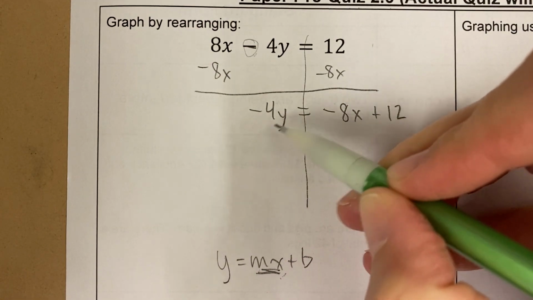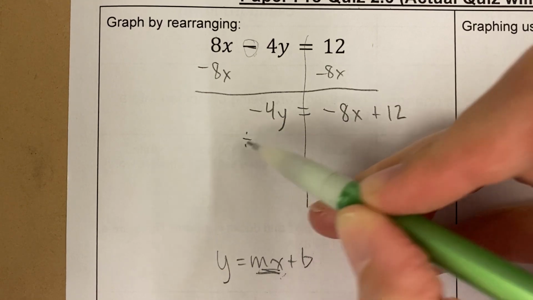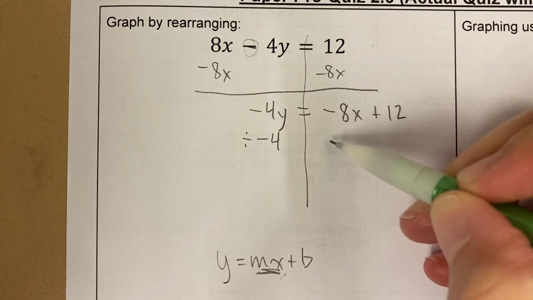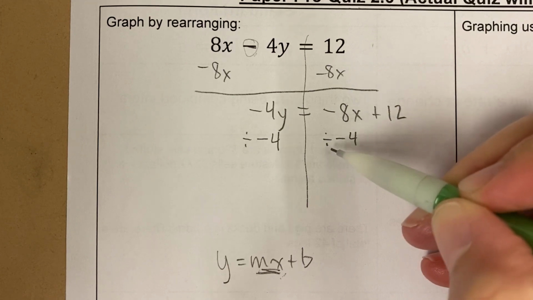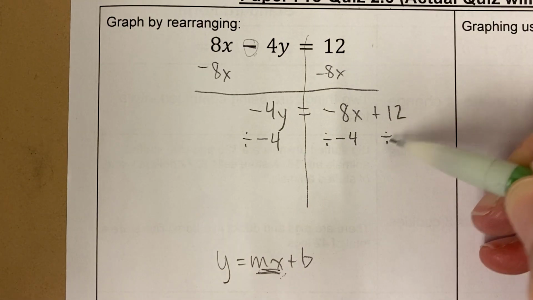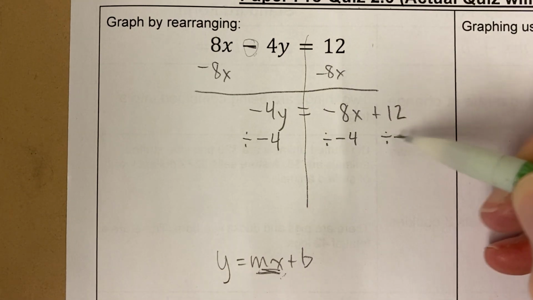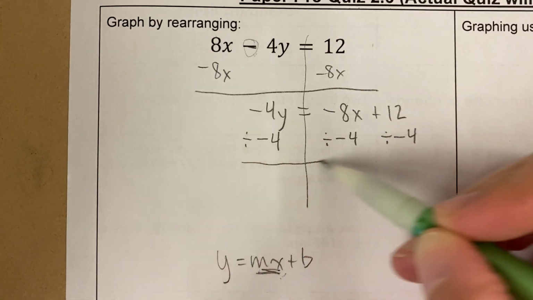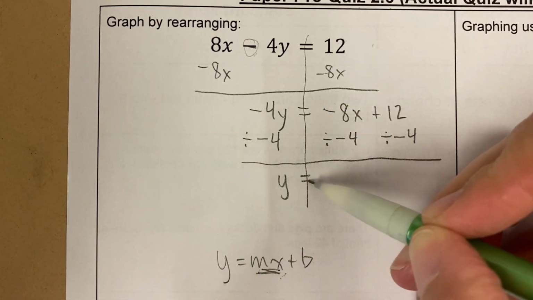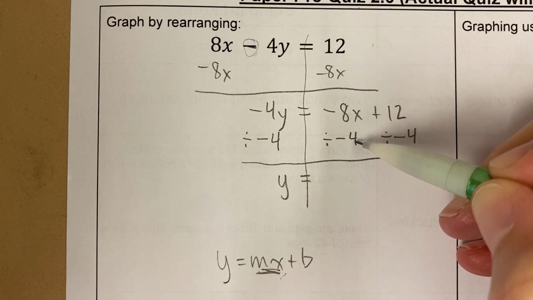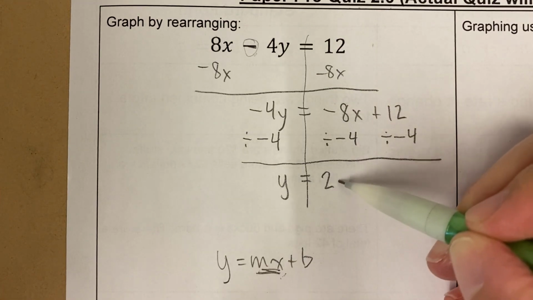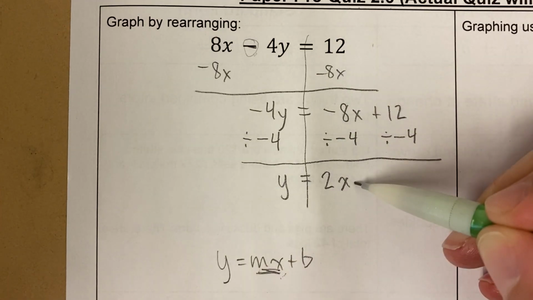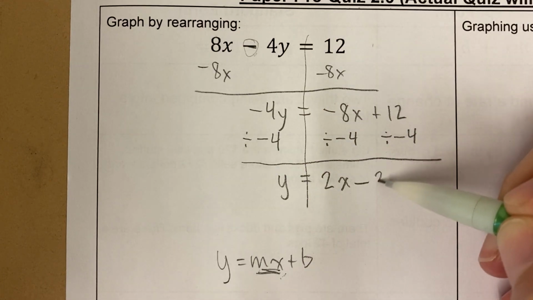Now I want the y by itself. The y is currently being multiplied by negative 4, so I'm going to do the opposite. I'm going to divide, and make sure you're writing clearly, divide by negative 4. Sometimes people write it and their negative signs get kind of lost in the division sign, and that's where mistakes happen. Careful. Negative divided by negative is positive. 8 divided by 4 is 2. Positive divided by negative is negative. 12 divided by 4 is 3.